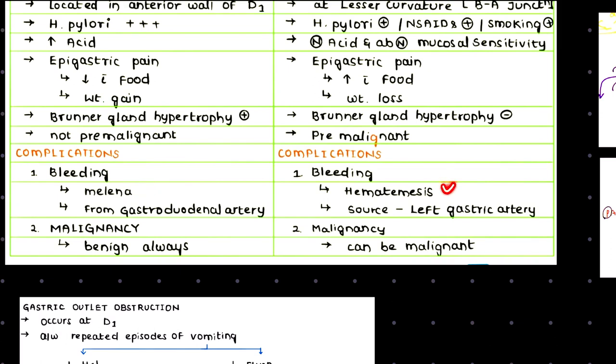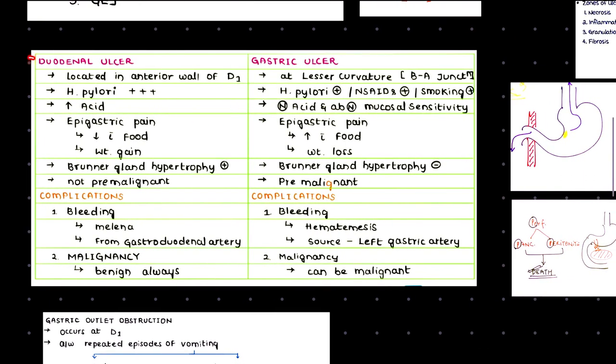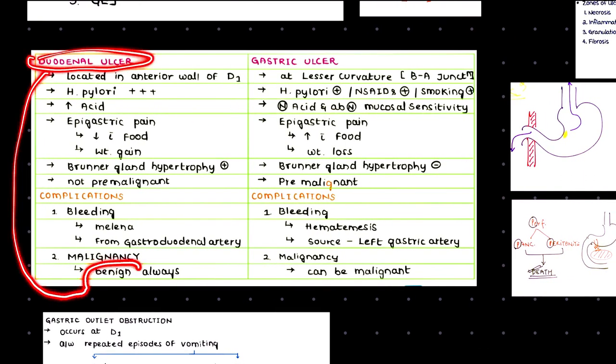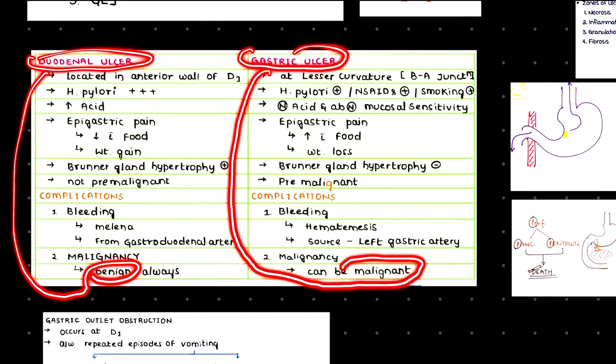And here hematemesis will happen. What is hematemesis? It is vomiting of blood. That's all. Now talking about malignancy, duodenal ulcer is always benign. And talking about gastric ulcer, it is benign and can also be malignant. This is what it is.